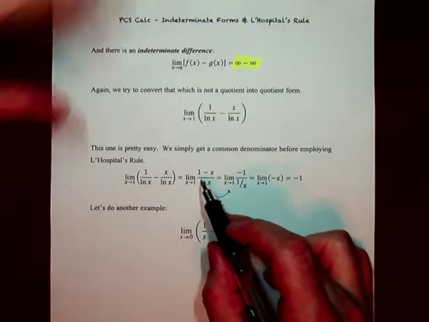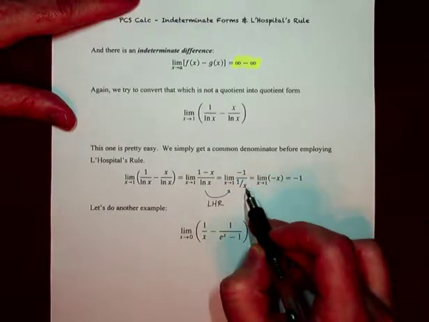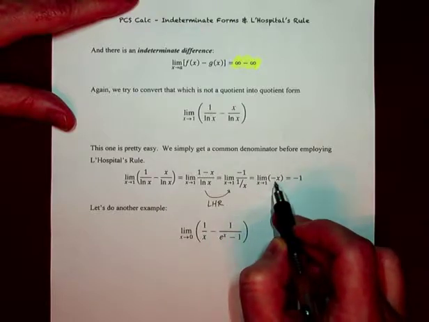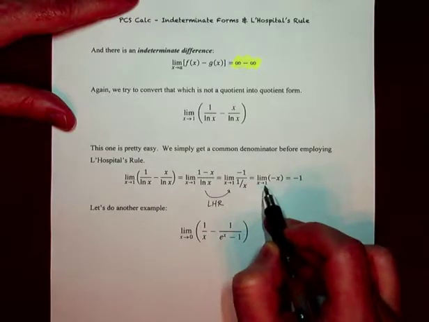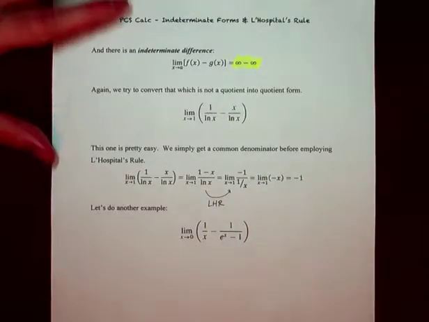And the derivative of 1 minus x is negative 1. The derivative of natural log x is 1 over x. And therefore when we simplify, it just becomes negative x. Well, the limit as x approaches 1 of negative x is obviously negative 1. And that one's actually relatively easy.